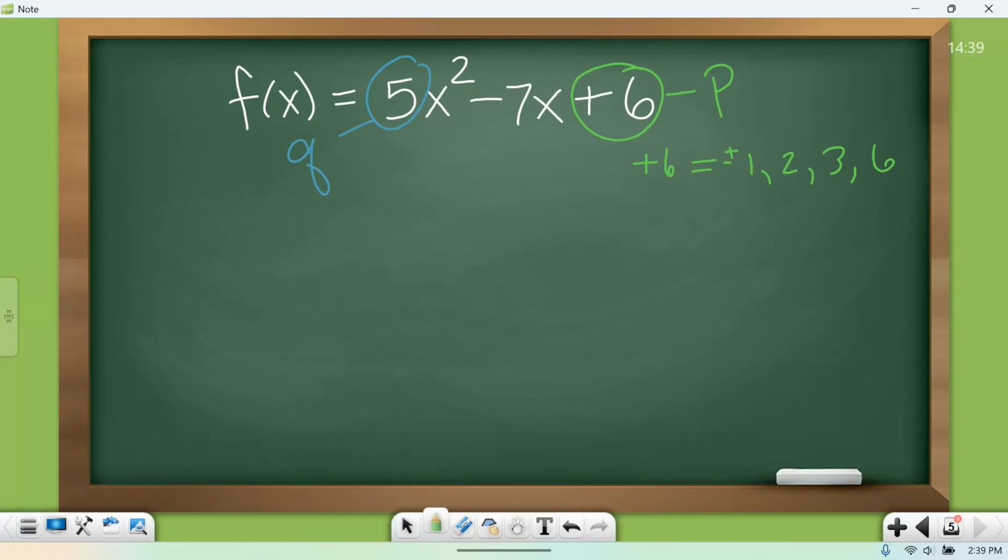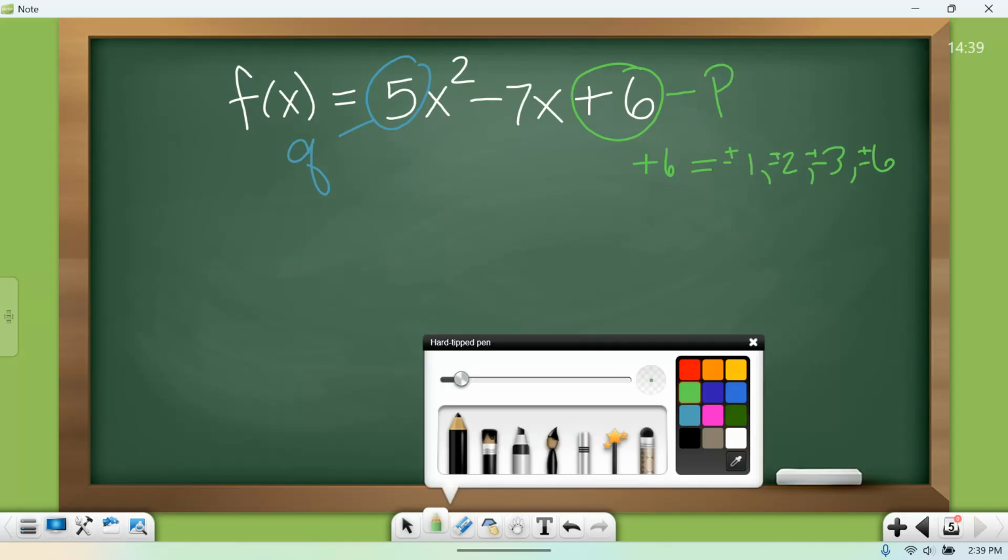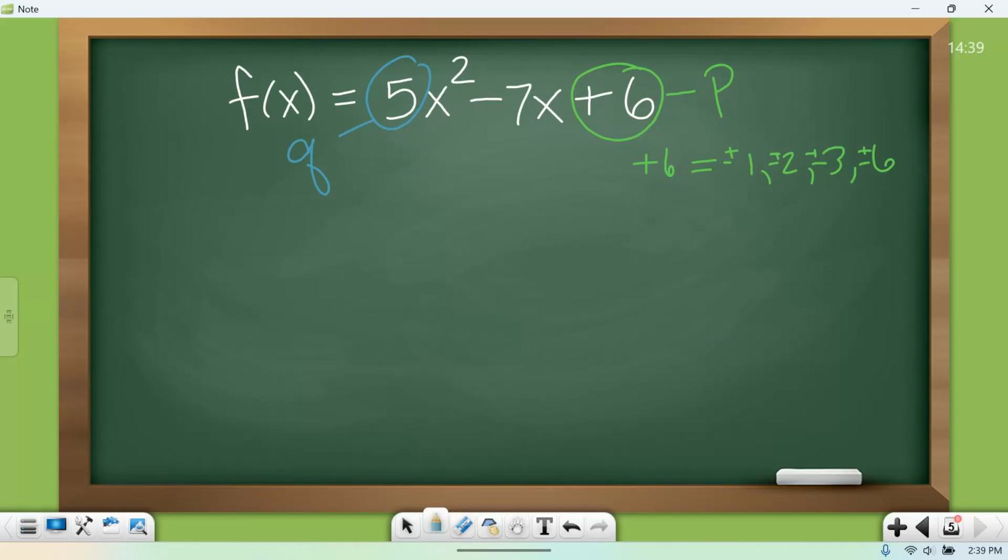Well, we always put positive and negative because to get a positive number, you do positive, positive, or negative, negative, and for a negative number, you do negative, positive. So you're always going to have all the possibilities. For q, I have positive 5, so all of my factors for this one are just basically going to be 1 and 5. Plus or minus 1, plus or minus 5.